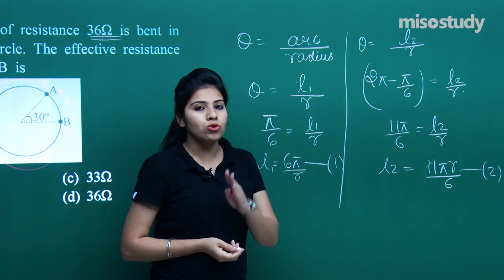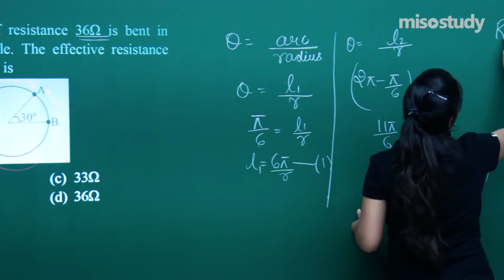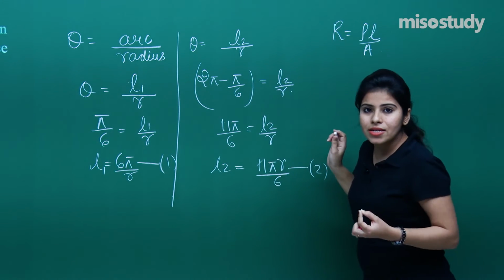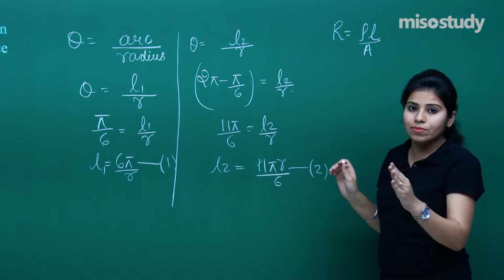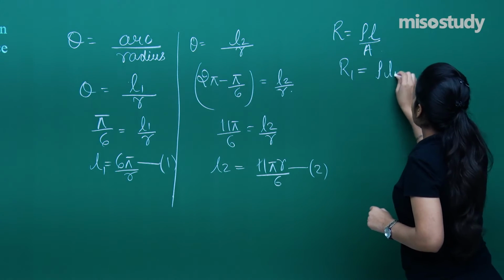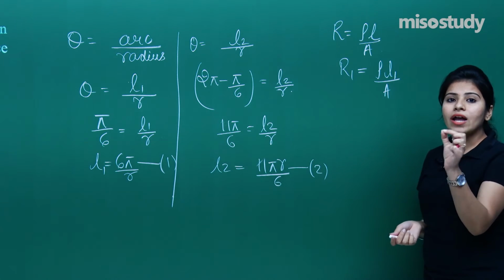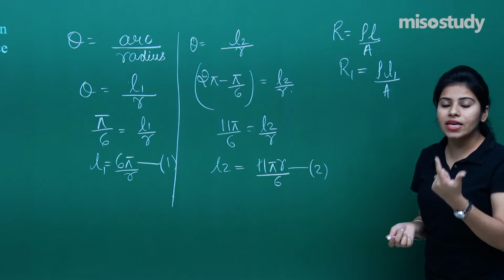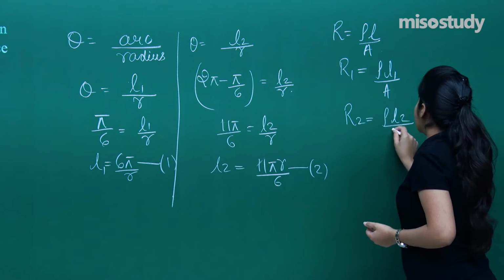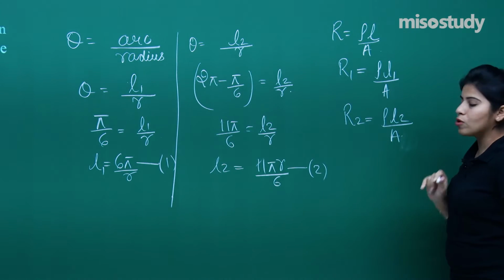Now let me just tell you, you know the formula r equals rho L by A? Very simple formula. If you consider the resistance for the first portion, that means for L1, your resistance will be r equals rho L1 upon A. The area will remain the same for L1 and L2 because we are considering one wire. R2 will be rho L2 upon A.